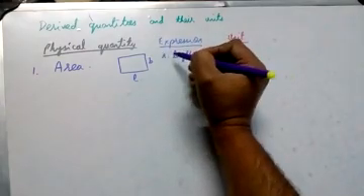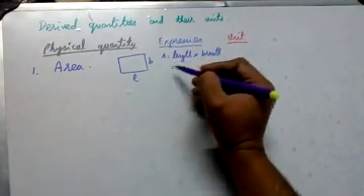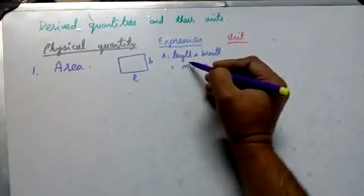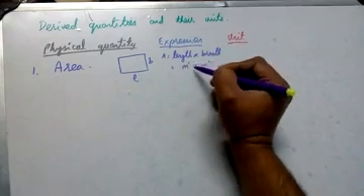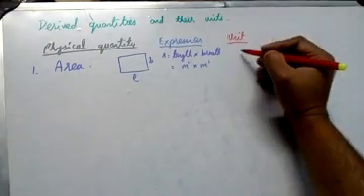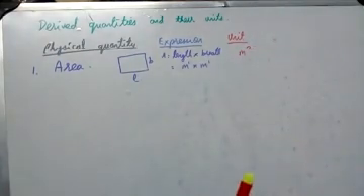Now the formula: A is equal to length into breadth. Length is measured in meters, and breadth is also measured in meters. This is meter power 1, meter power 1. So meter into meter will give us meter square. So the unit of area is meter square.